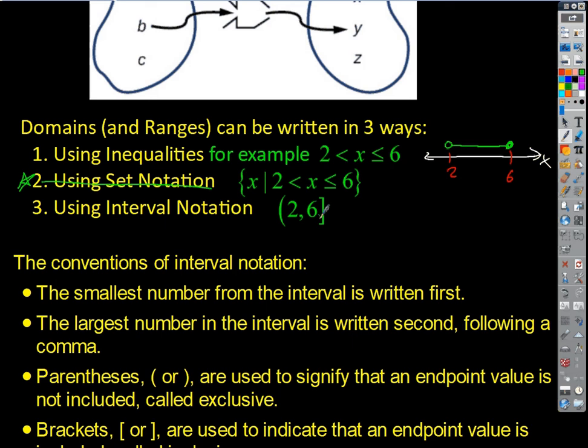And then the kind of bracket that we use communicates to us whether or not the endpoint is included. If we use a rounded bracket, a parenthesis, then that is considered to be exclusive, meaning it's not including the endpoint. So that goes with x is greater than 2. That communicates that kind of bracket, one that's rounded.